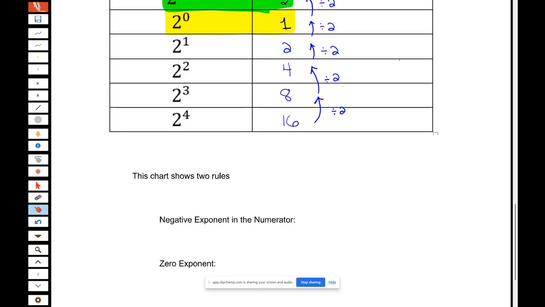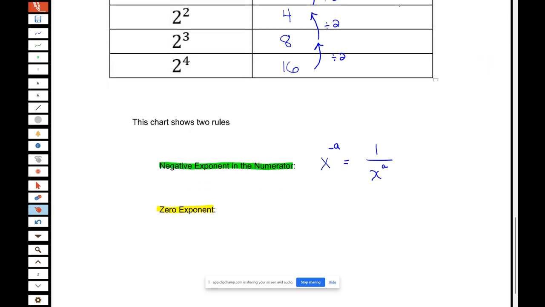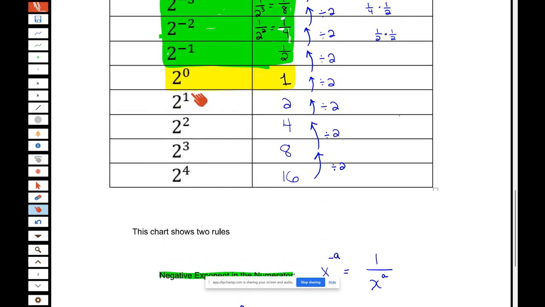So at the bottom, it says this chart shows two rules, the zero exponent rule and our negative exponent rule when it's in a numerator. That x to the negative a, we move it to the denominator and make it 1 over x to the a. You can see that right here, 2 to the negative fourth, 1 over 2 to the fourth, or 1 over 16. Zero exponent rule, x to the 0 equals 1. You can see that here in that 2 to the 0 is 1.